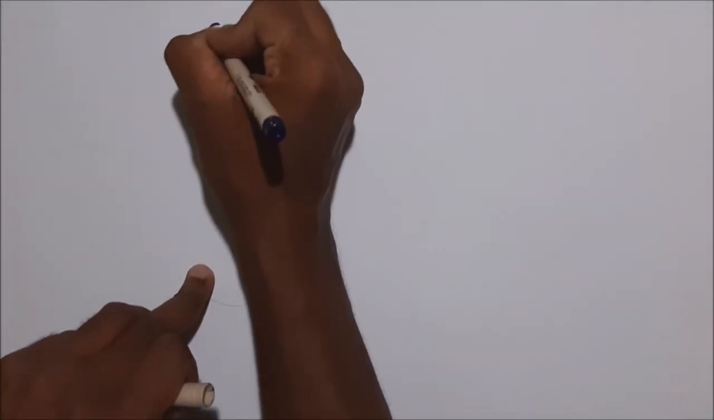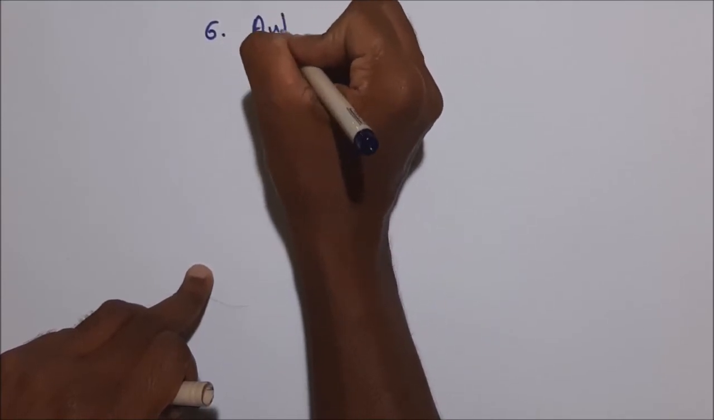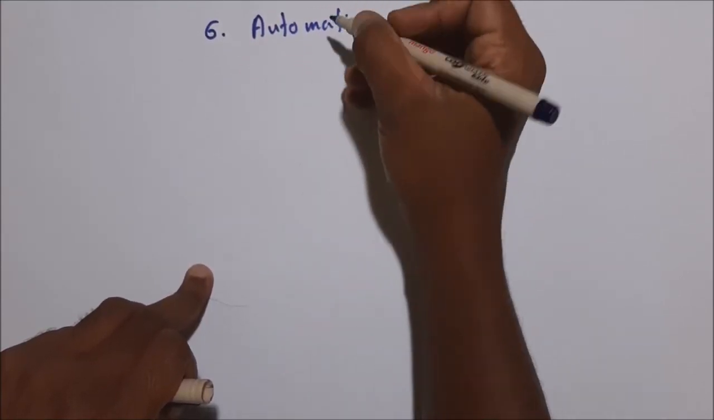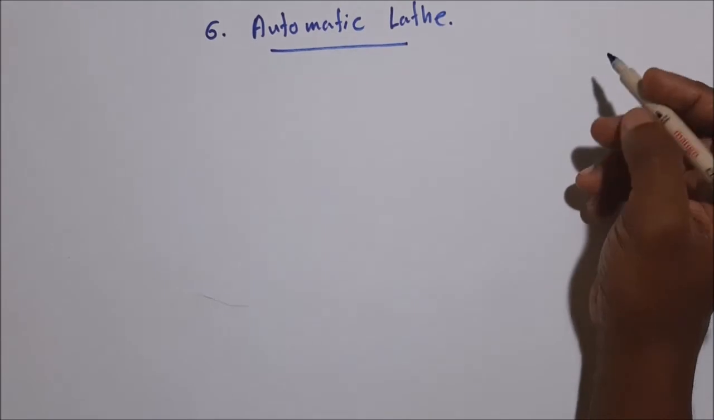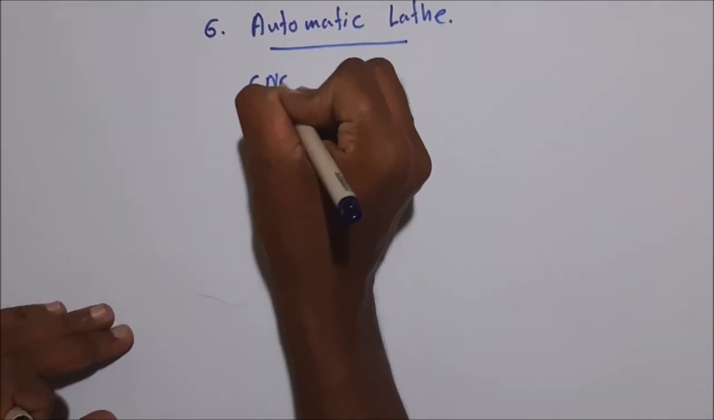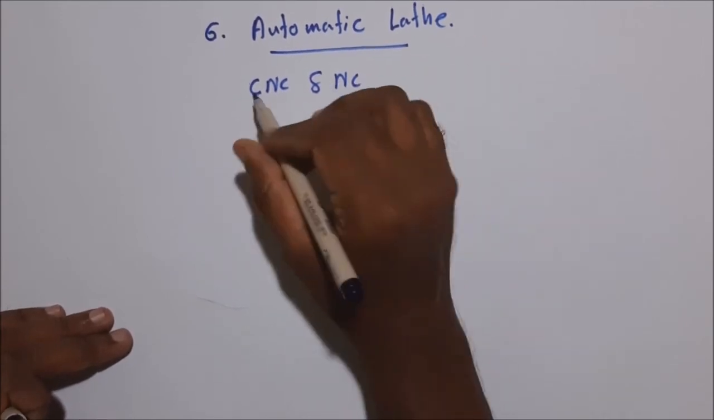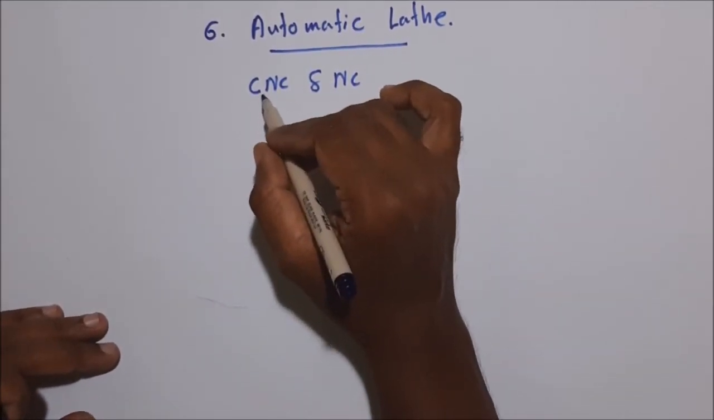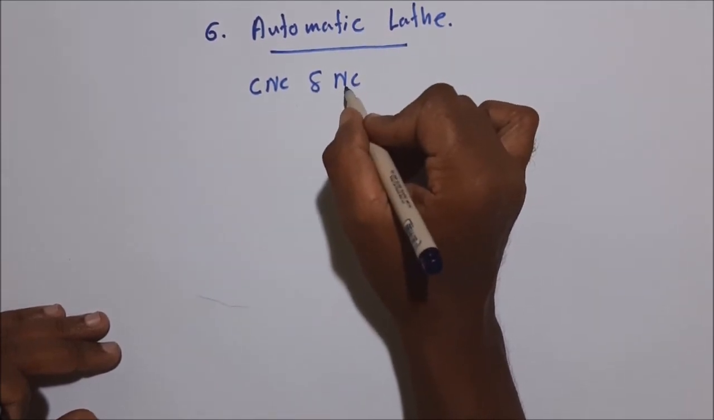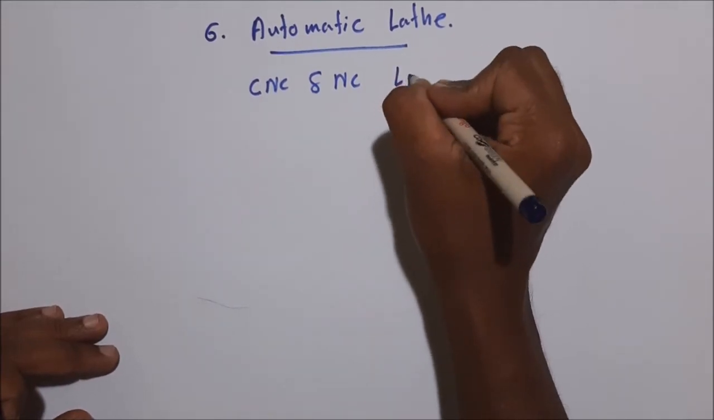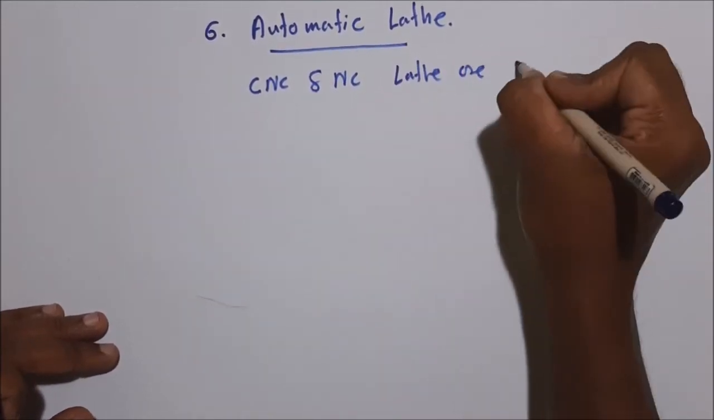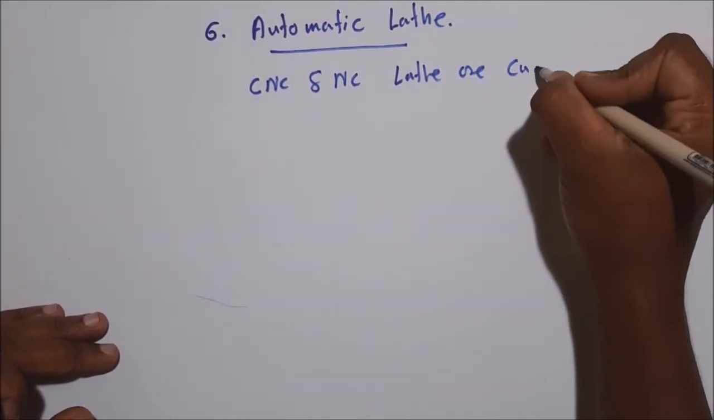Okay, then let's move to the next category of lathe machine. Sixth category, automatic lathe. Then the CNC machines, computer numerical control machines. CNC means computer numerical control machine. The NC machines mean numerical control machines. Lathes are categorized under this classification.